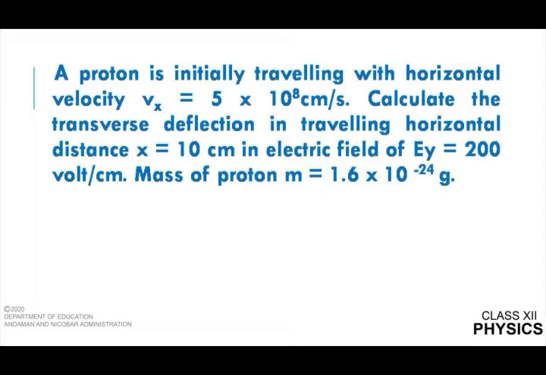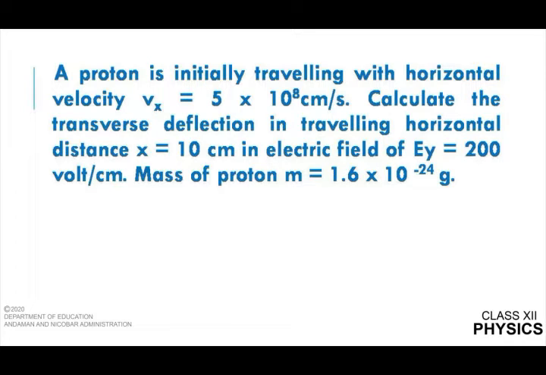What the question says: a proton is initially traveling with horizontal velocity Vx is equal to 5 into 10 power 8 centimeter per second. Calculate the transverse deflection in traveling horizontal distance x is equal to 10 centimeter in electric field of Ey is equal to 200 volt per centimeter. Mass of proton m is equal to 1.6 into 10 power minus 24 gram.